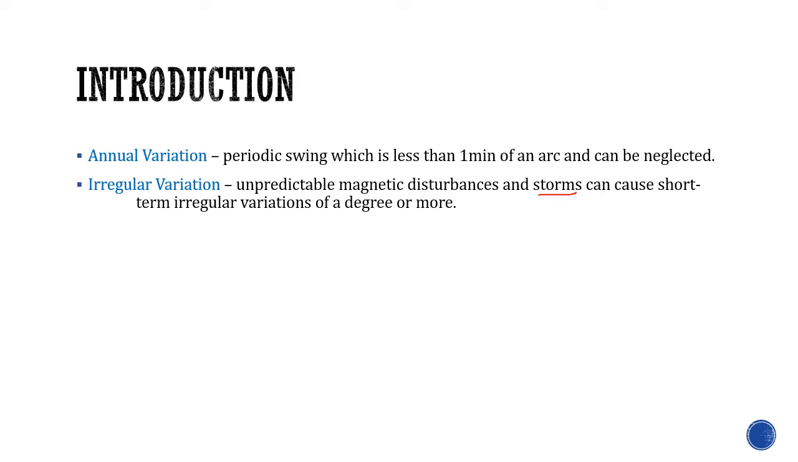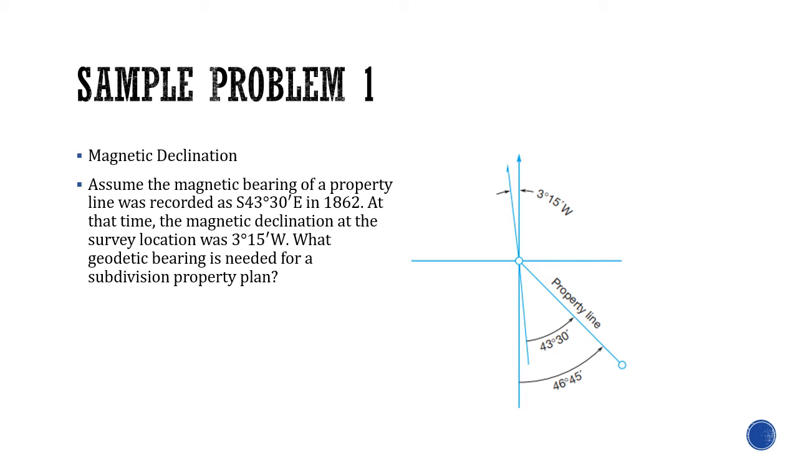Okay, so anyway, irregular variation can be caused by storm. Kapag bumabagyo, nagkakaroon ng variation, nadi-disturb yung magnetic field. And another, yun nga, yung presence of big large objects, no? And so that causes variation. Pero yung mga ganyang considerations, hindi na natin pag-uusapan in this course, no? Medyo advanced na yan. Okay, doon lang tayo sa mga basic, more on secular lang tayo. And class, sample problem para mas maintindihan natin yung magnetic declination, no?